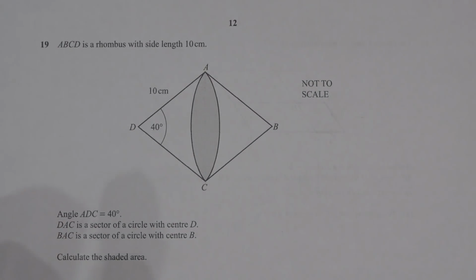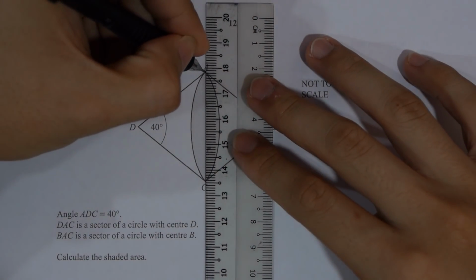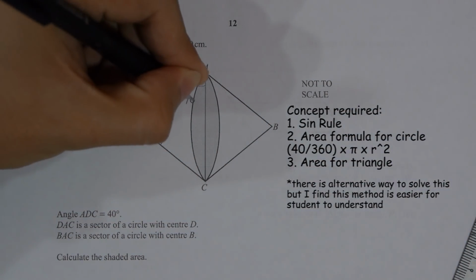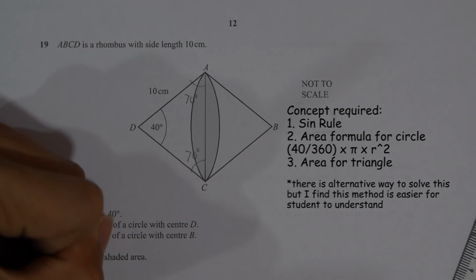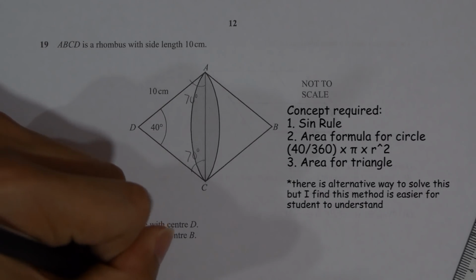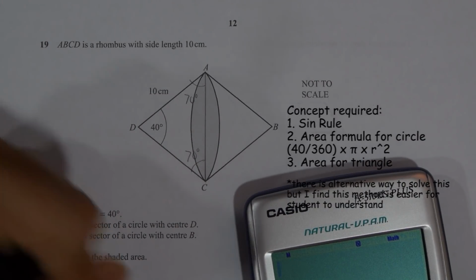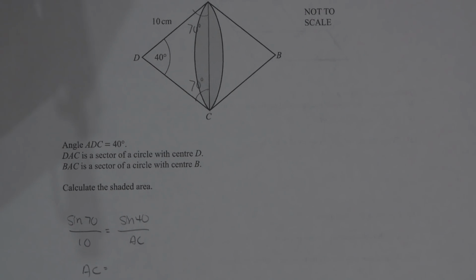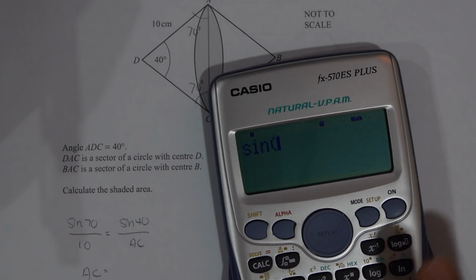So the next question, there was an alternative solution that was shared in the marking scheme, but I find that this is actually an easier way to solve it. First thing that I'm going to do is draw a line joining the points A and C. Then I use sine rule to find the base value first. Because I will be using the area formula, I need a base, and after I derive the base, I will be able to use Pythagoras theorem to find the height of this triangle.